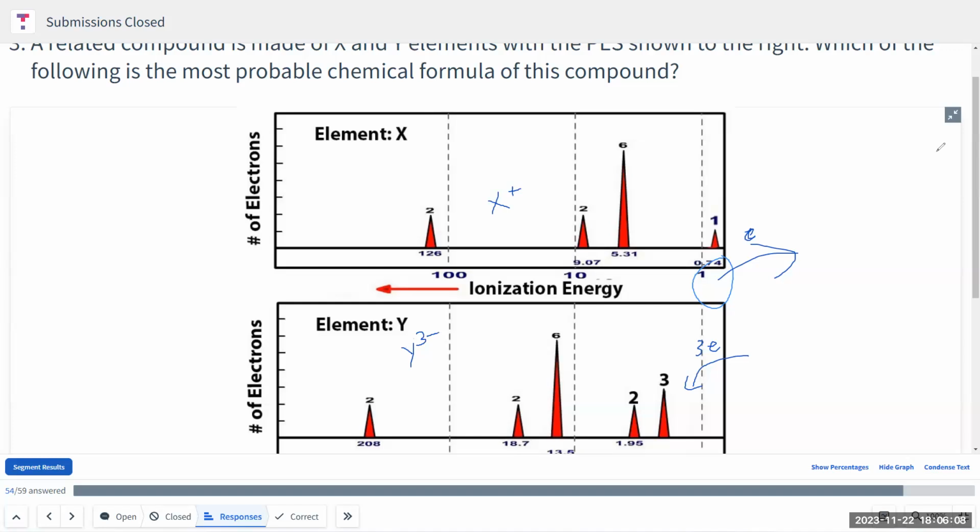So to neutralize one Y3 minus ion, you're going to need 3 X plus ions. Therefore, the formula should be X3Y.